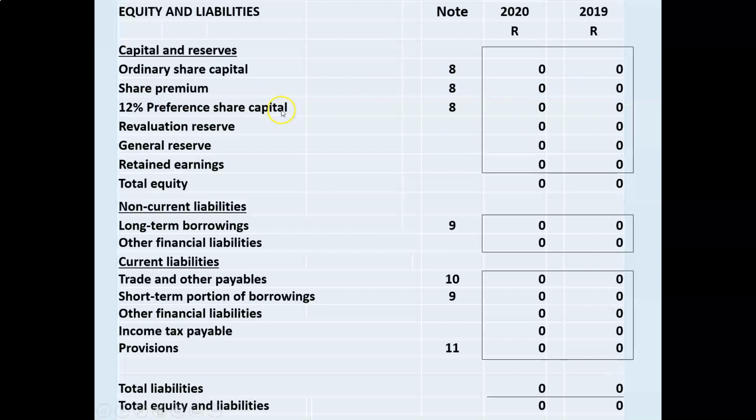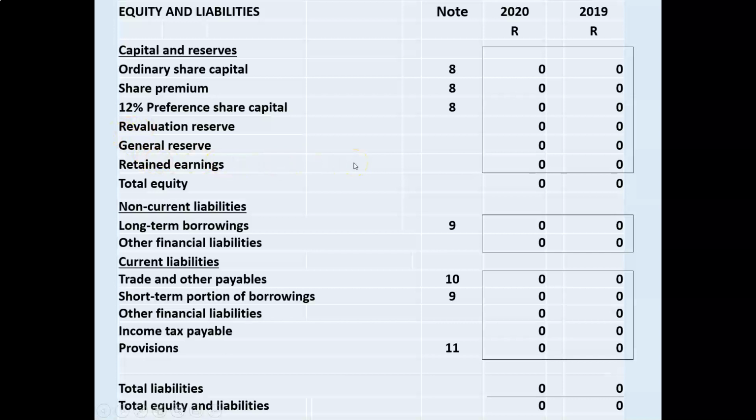Share premium, 12% preference share capital, revaluation reserve, and we've dealt with that one before. If we have bought an asset at 2 million Rand, and it's now worth 5 million Rand, we debited the asset with 3 million and we credited the revaluation reserve with 3 million, part of our total equity. General reserves, now that forms part of equity, but under the new Companies Act and IFRS statements, it is not allowed to create a general reserve for rainy days anymore.